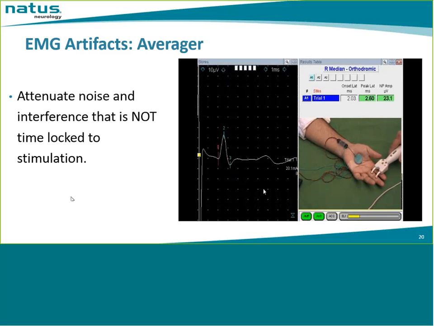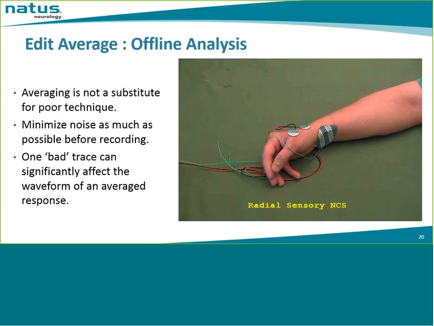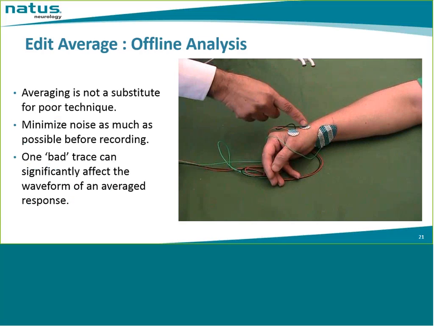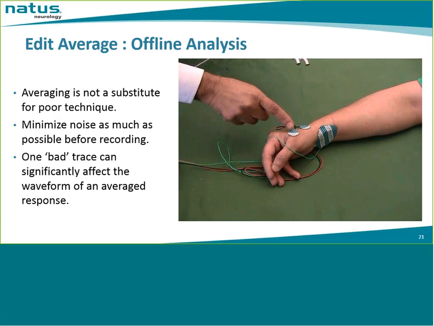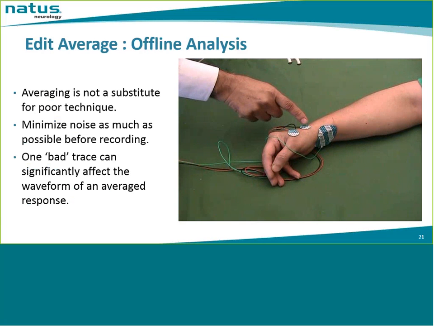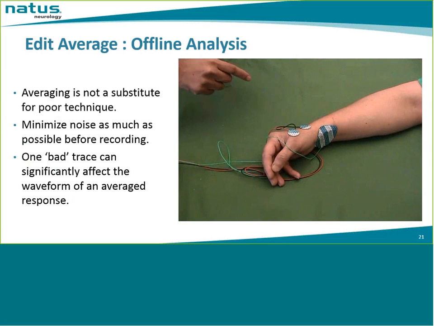Now the patient is moving, and notice the quality of the response has degraded significantly. You can see the thumb being pushed into the palm. When the patient relaxes the thumb, the baseline becomes quiet. So that was a nice illustration of EMG interference.